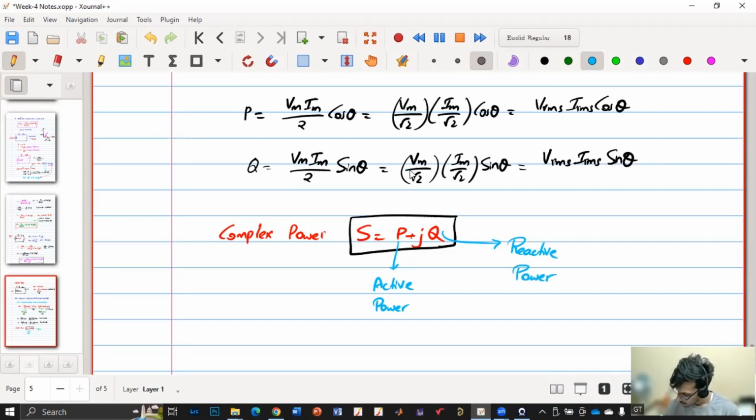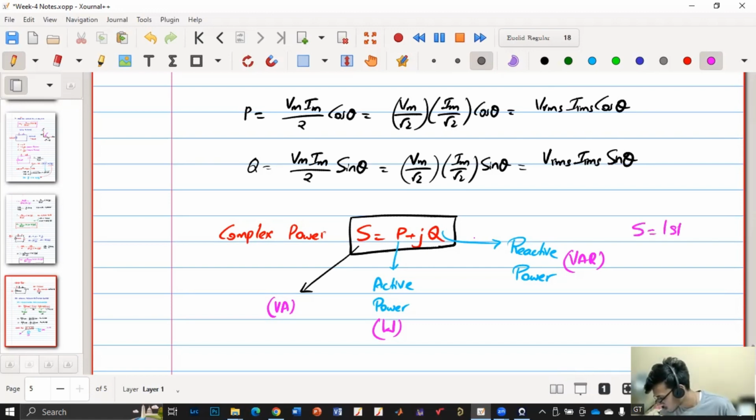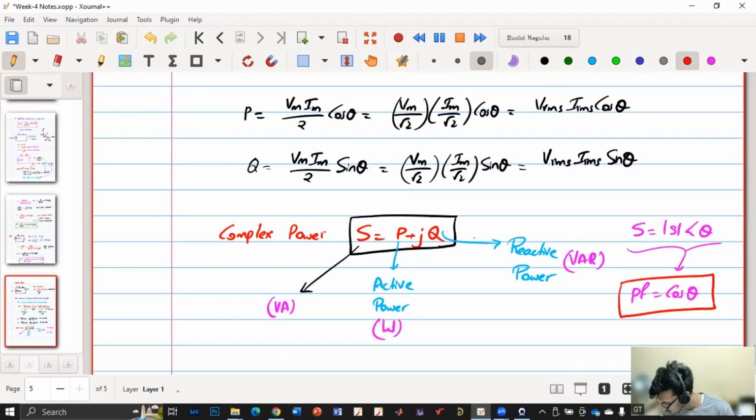Okay, and the unit of S is volt ampere. This is watt, and this is volt ampere reactive. Just the representation, but all are power. So if someone gives 5 VAR, it means they have given Q. So if S can be written as mod S angle theta, then power factor is defined as cos theta. PF means power factor. So these are some definitions that I'm quickly going through.